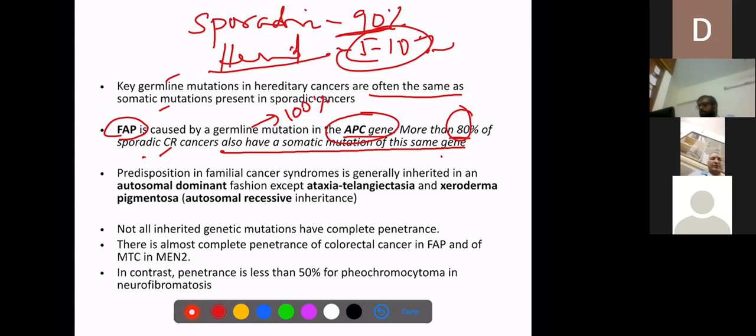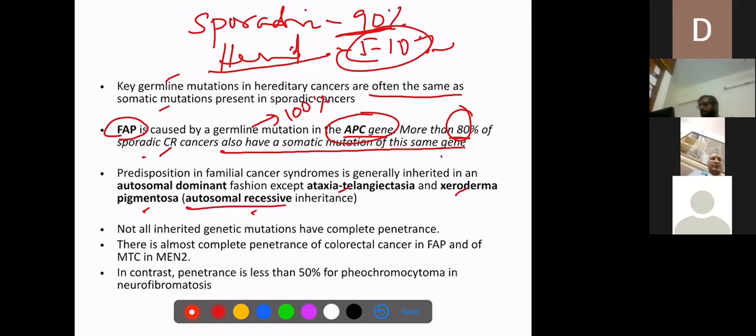Most of the familial cancer syndromes are inherited in an autosomal dominant fashion, except ataxia telangiectasia and xeroderma pigmentosa, which are inherited in an autosomal recessive fashion. So this is a question: all are inherited by autosomal dominant means except, and the options can be FAP, BRCA, CDH1 and ataxia telangiectasia. You have to choose ataxia telangiectasia.